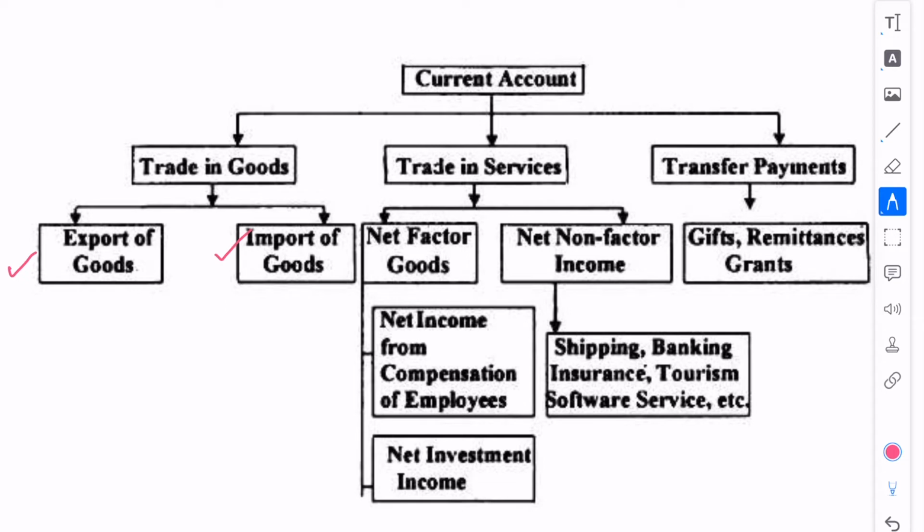Trade in services will have net factor goods and net non-factor income. Under net factor goods, these are all the things: net income from compensation of employees, net investment income. Under net non-factor income: shipping, banking and insurance, tourism, software services, etc. Transfer payment will have gifts, remittances, grants, etc. Okay, so this is how the current account structure looks like.